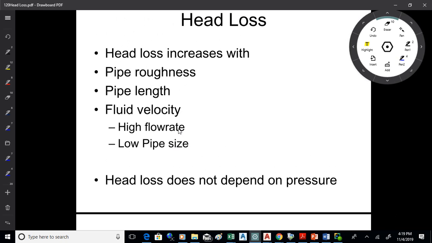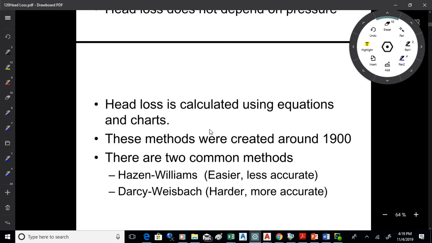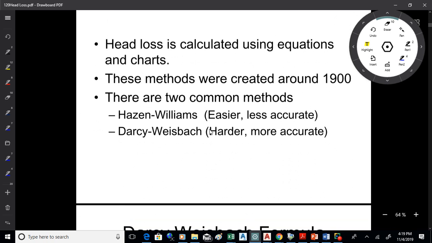All right, now the basics of head loss is it increases with pipe roughness, pipe length, and fluid velocity. Those are the things that make head loss increase. Fluid velocity can be created by a high flow rate and or a low pipe size. Head loss does not depend on pressure. Head loss is calculated using equations and charts.